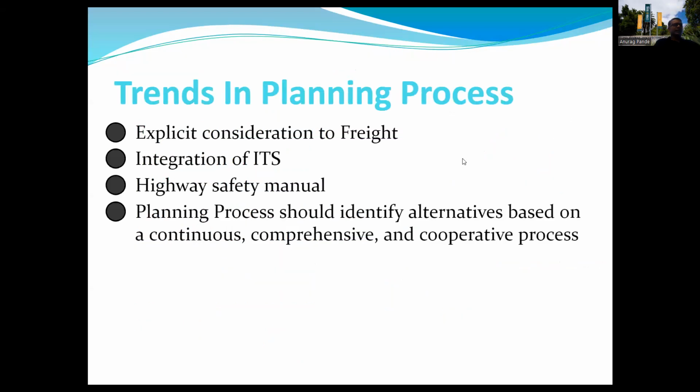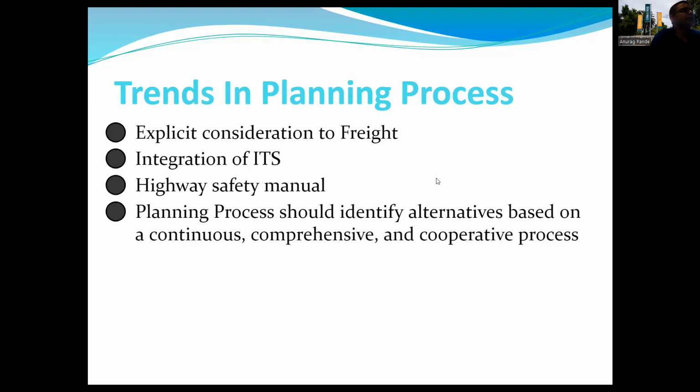So last but not the least, I want to just quickly mention some trends in the planning process. If you live in Southern California, for example, we are now giving explicit consideration to freight and heavy vehicles in our travel demand modeling, which we did not do initially. We are integrating ITS, as more traveler information is available to users through intelligent transportation systems. We're accounting for how many crashes are expected, as we talked about in our safety lessons, so we're accounting for the Highway Safety Manual in our planning process.